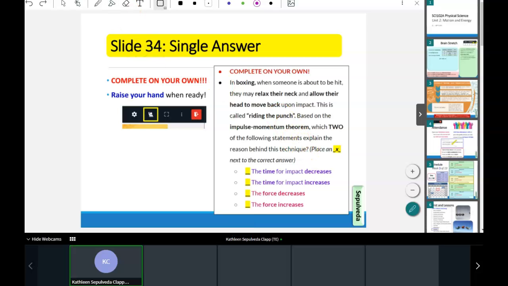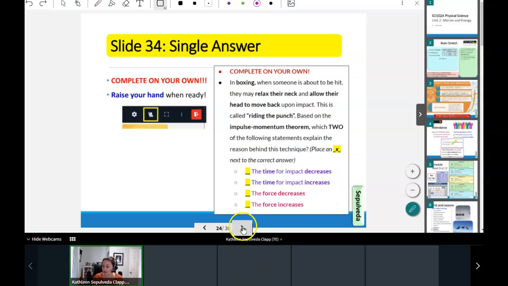Good, London. Yes. So again, when a punch comes to a boxer and they relax their neck and kind of ride the punch, is what it's called, what's happening is they're increasing their time and they're decreasing their force. So excellent job, everybody. This is a complete on your own, so you need to go ahead and just complete this one on your own.